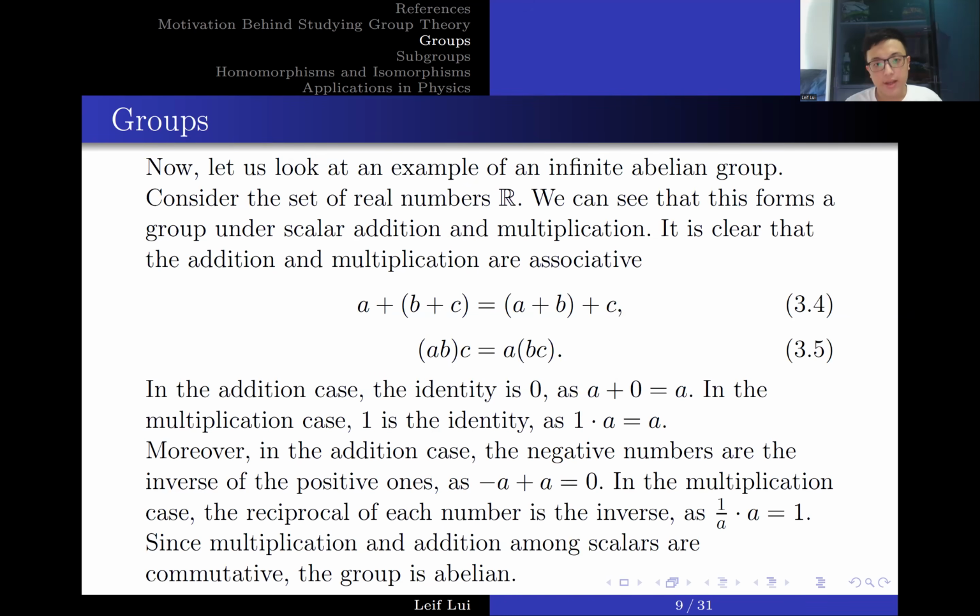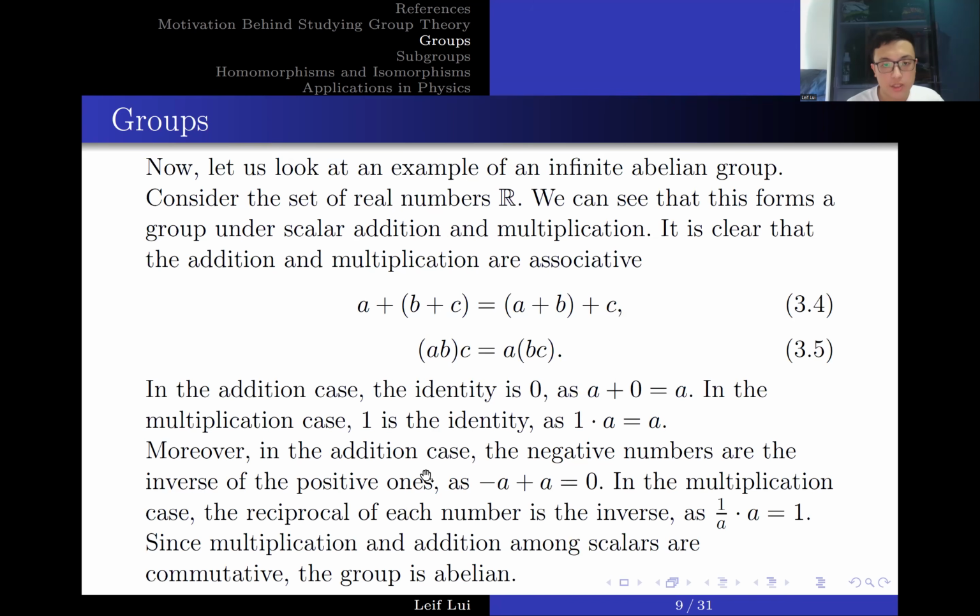Let us check closure again. This group is clearly closed because the addition of 2 real numbers must also yield a real number, and the multiplication of 2 real numbers must also yield a real number. If you add complex numbers, then it will be complex, but we're only considering the set of real numbers, so this is fine. The group is automatically closed. It is also clear that addition and multiplication are associative.